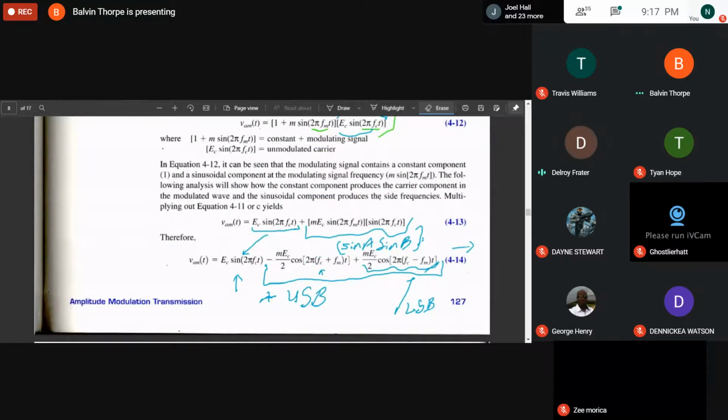In terms of one of the sidebands, you're saying that one of the sidebands, for example, would be minus mEc over 2 cos, and whatever is in the bracket. That would be one of the bands, right, sir? All right, let me do it this way.